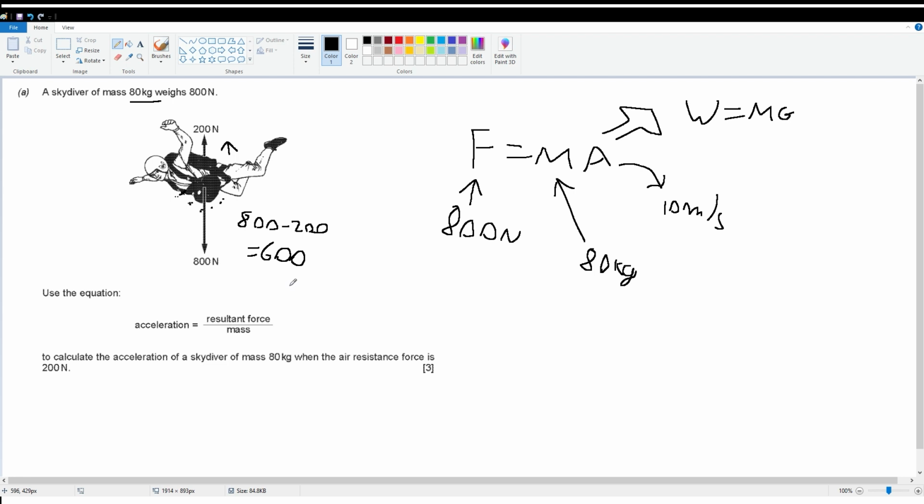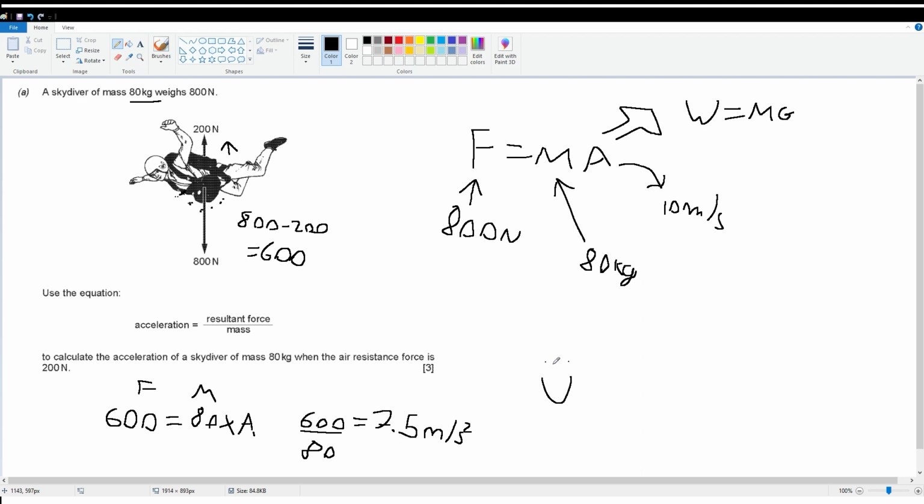Now, if we use F equals ma right here, we know the guy's mass is 80. We know 600 is going to equal 80 times a. Now just to get a, we do 600 over 80. And that's going to equal something like 7.5 perhaps, 7.5 I reckon. Yeah, so 7.5 meters a second squared. And that's going to be the acceleration of this guy going downwards. So that's how you use F equals ma, and that's how you use W equals mg.